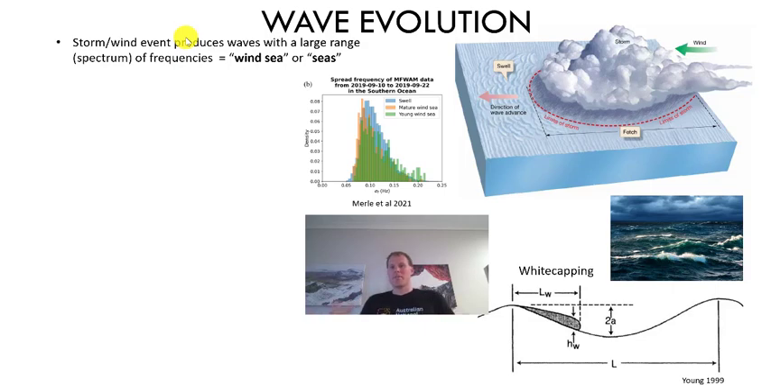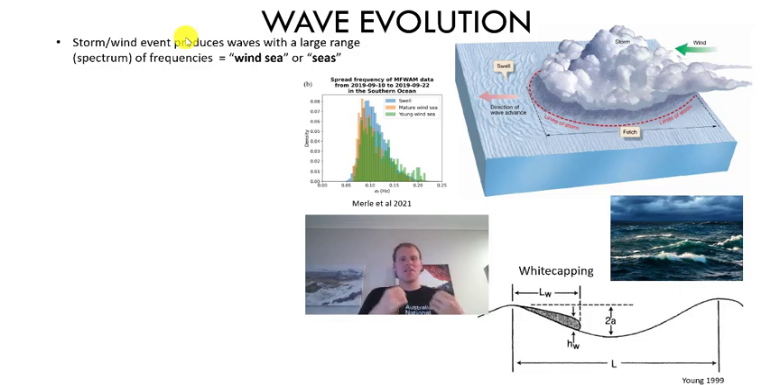So let's now think a little bit about how these waves evolve. So we know how they're generated, we know about their propagation properties, but imagine we have a big wind event that generates a whole bunch of waves with a whole spectrum of frequencies. How do these waves subsequently evolve over time?